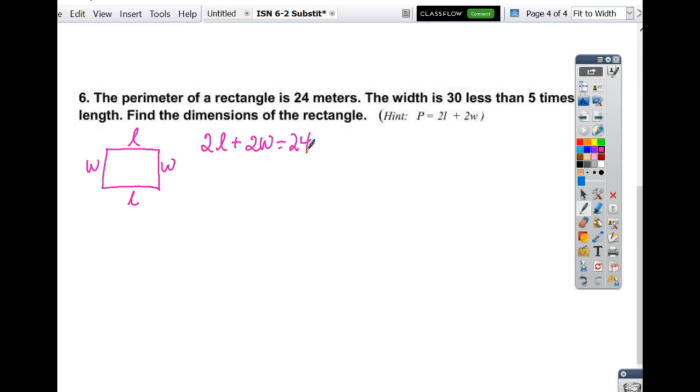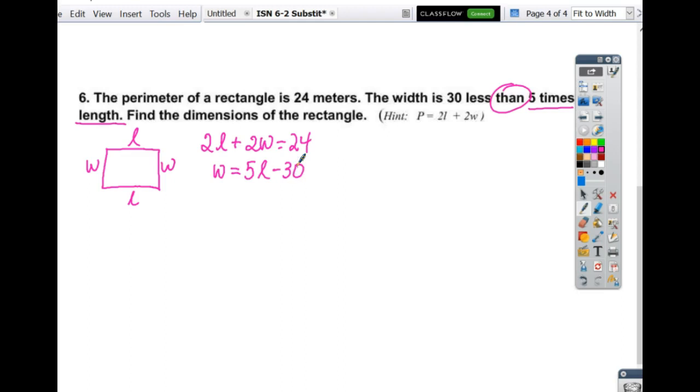Next, the width is. So what variable is the width? And what does the word is stand for? Equals, Mrs. Archer. Yes, yes it does. So, is there any other word that's important in here? And what does the word than do? It flips it. So I have to start with 5 times the length. So 5 times the length less 30.